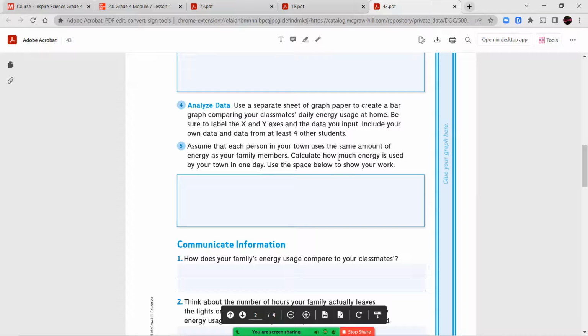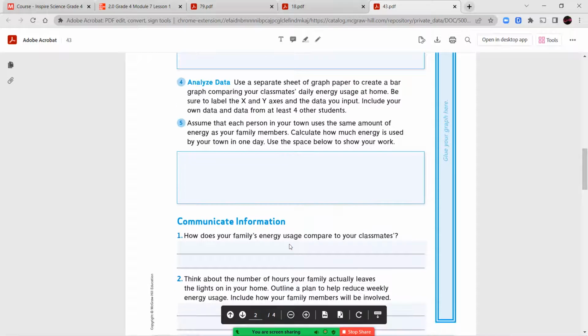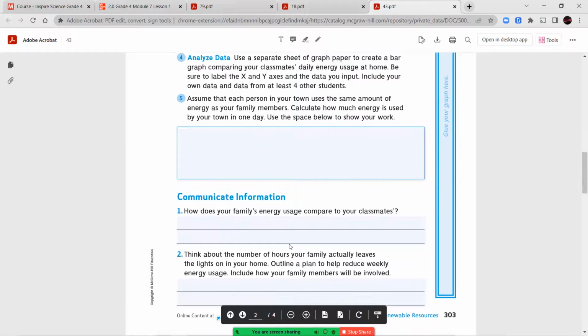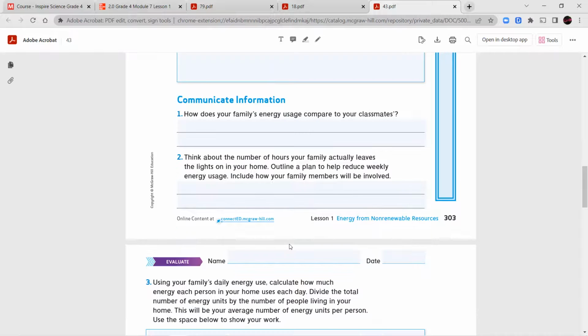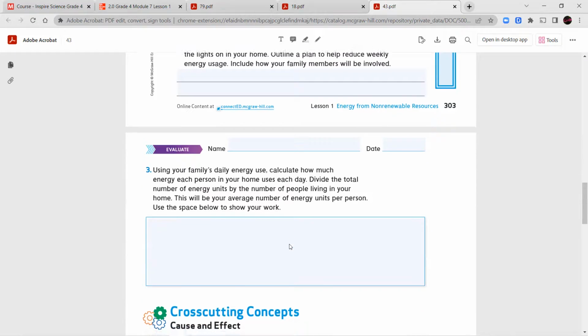Next, assume each person in your town uses the same amount of energy as your family. Calculate how much energy is used by your town in 1 day. Use the space below to show your work. So all of your math, show it here. How does your family's energy usage compare to your classmates? Think about the number of hours your family actually leaves the lights on in your home. Outline a plan to help reduce weekly energy use and include how your family members will be involved.